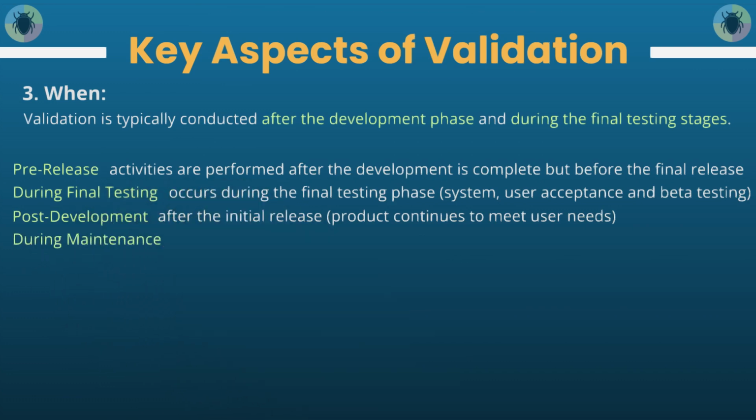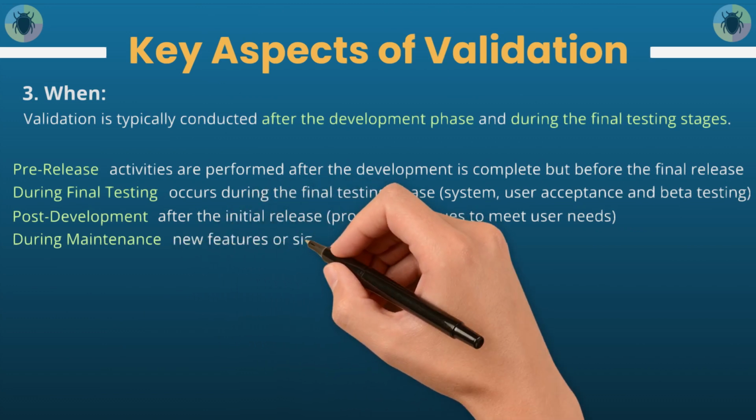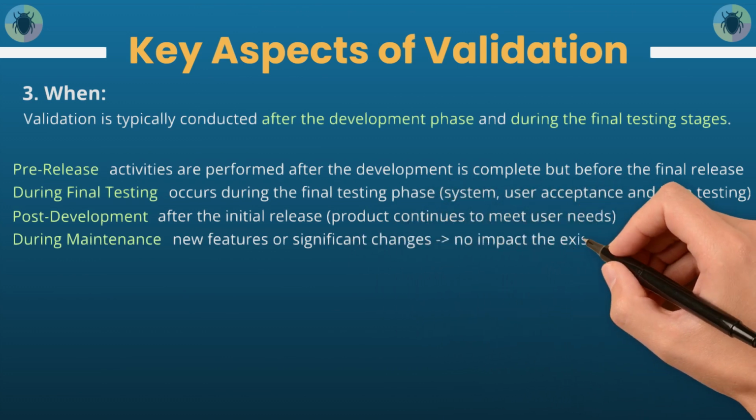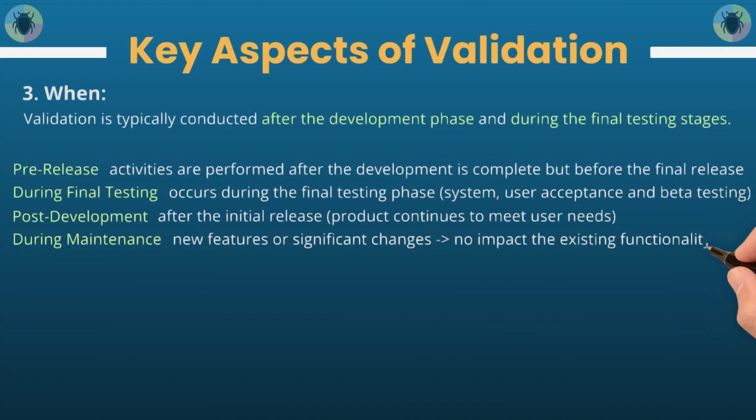During maintenance, validation also plays a role during the maintenance phase, especially when new features are added or significant changes are made. It ensures that updates do not negatively impact the existing functionality and that the software continues to meet user requirements. By incorporating these validation practices, teams can ensure that the final product is user-centric, fulfills its intended purpose, and delivers a high-quality experience to its users.